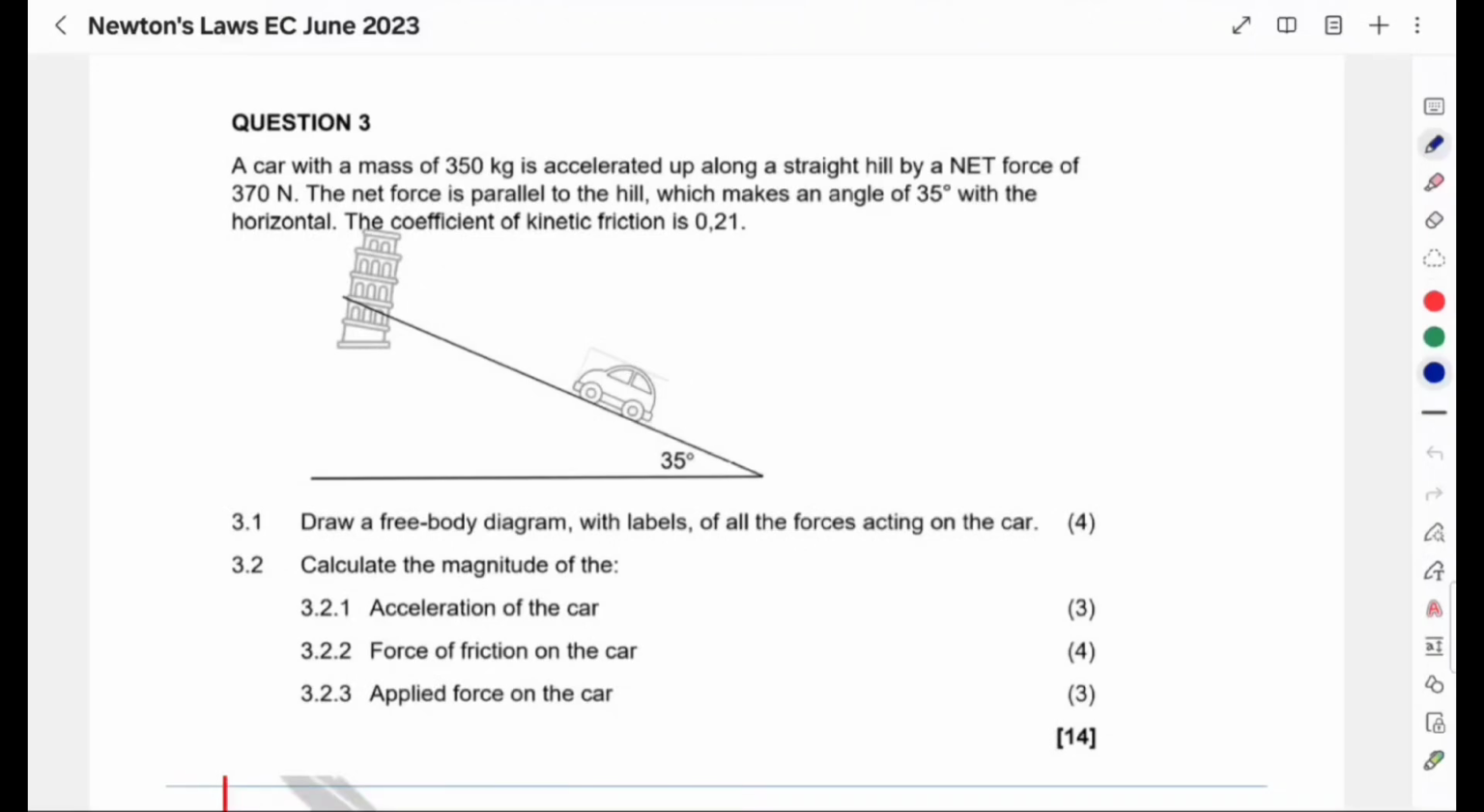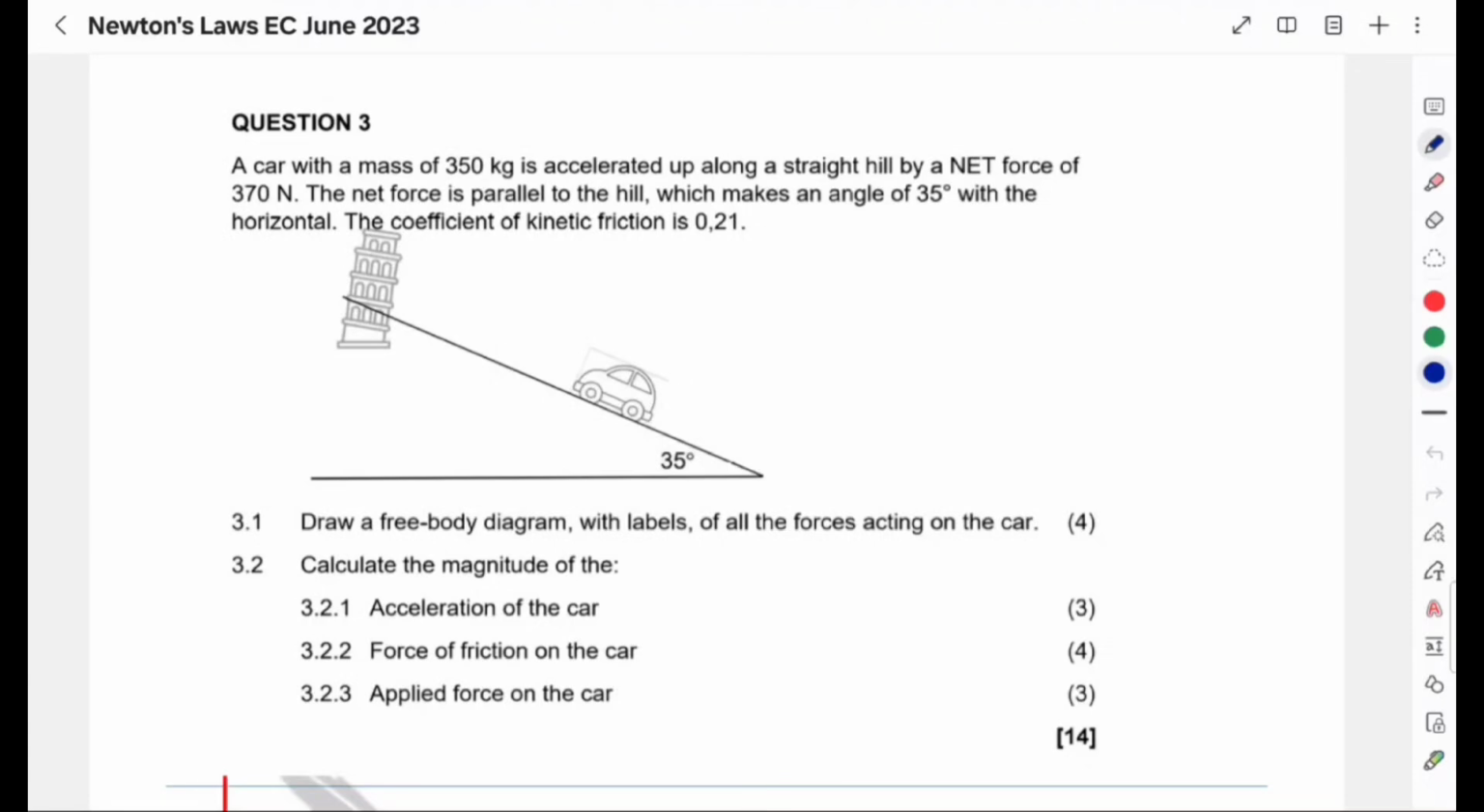Let us have a look at question 3, 4, and 5 from an Eastern Cape June 2023 exam paper. So we are going to focus on the Newton's laws questions. So question 3 states a car of mass 350 kgs, so mass is known, is accelerated up along a straight hill by a net force of 370 newtons.